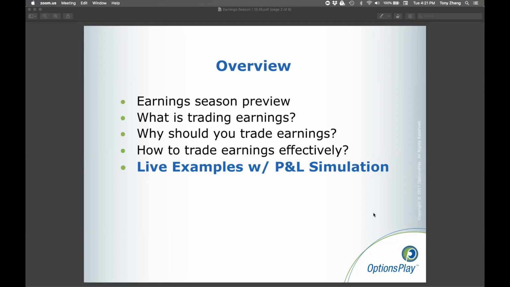And one of the few ways to do that is actually utilizing options, because the events happen overnight. You can't just place a stop limit order to potentially limit your losses on a trade. So trading options is one of the few ways that really allow you to take that directional view going into earnings, but have limited risk. So those are what we're going to go over here today.